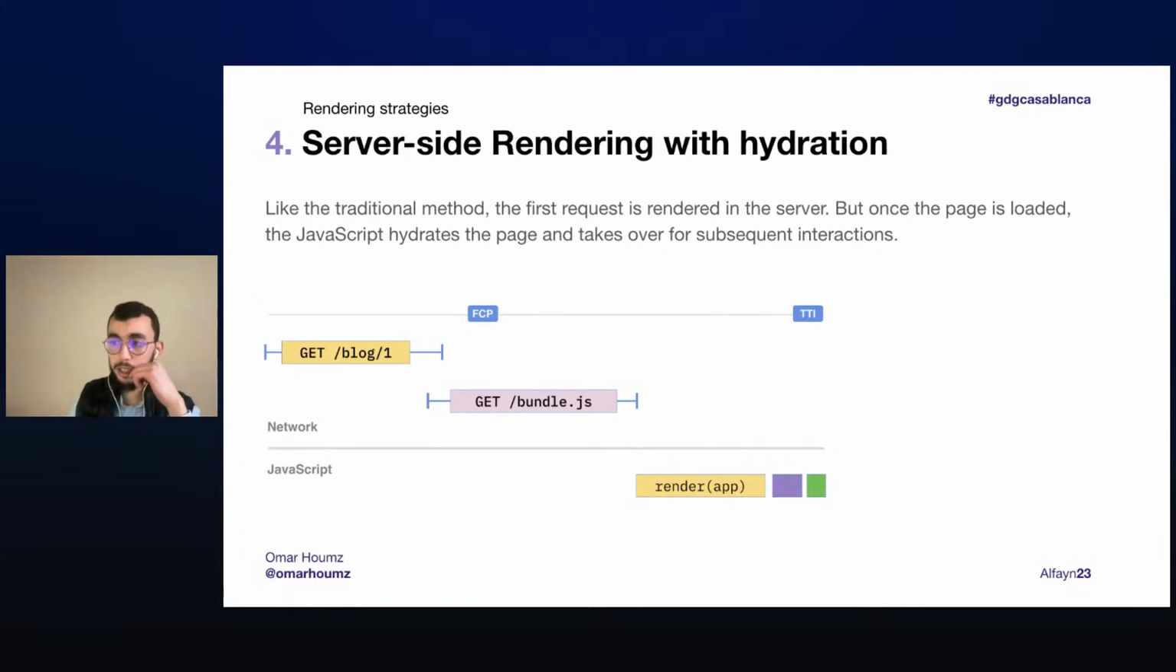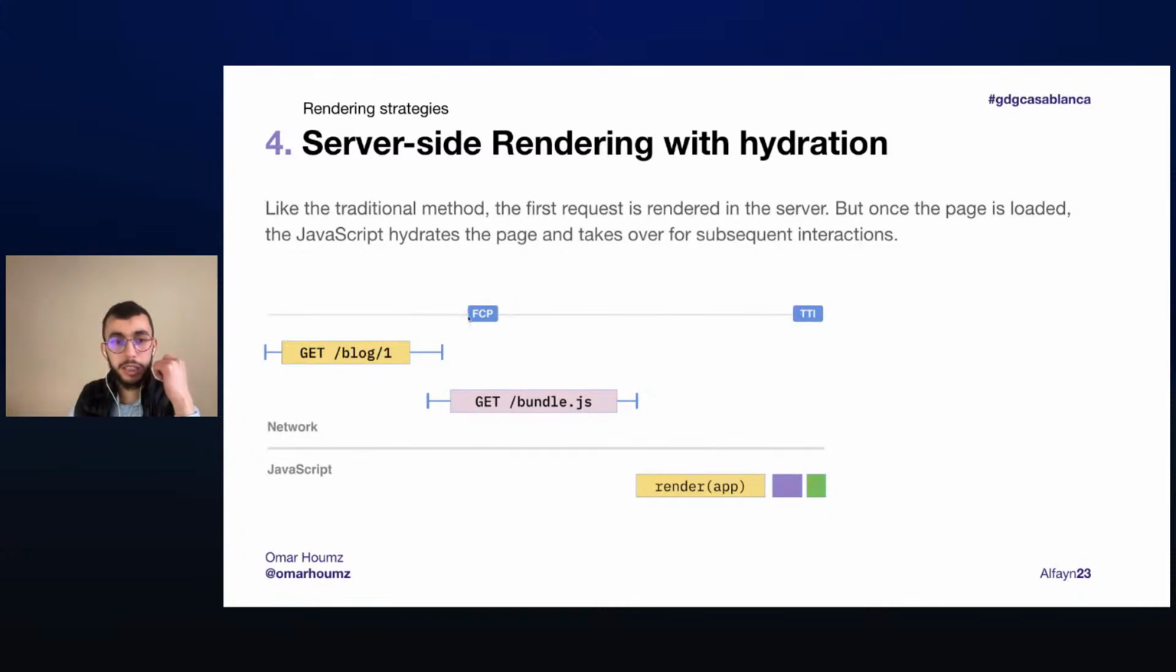So here we have only the HTML and CSS. We can show the user the blog post, but there are no interactions. Why? Because after that we download the bundle, and then the bundle renders the app, or our framework renders the app layouts and page, and then we can have the page as interactive.